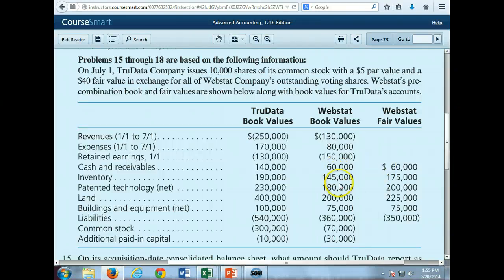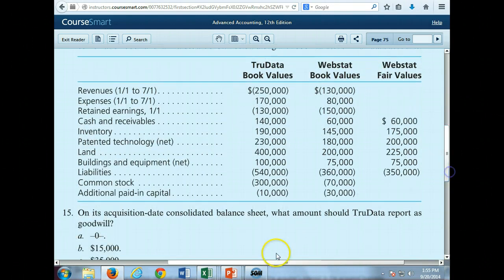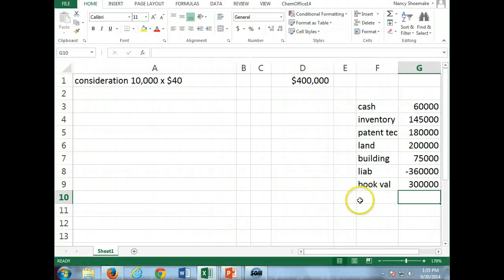So this is a fair value of 30,000 more. This is 20,000 more, that's 50. This is 25, that's 75. But we were assuming 360,000, which is a minus. Now we're only assuming 350, so we're up 10 on that to our benefit. So we've got 85,000 that we're going to increase in fair value. So our book value is 300,000. The increase because of fair value is up to 85,000. Make sense?